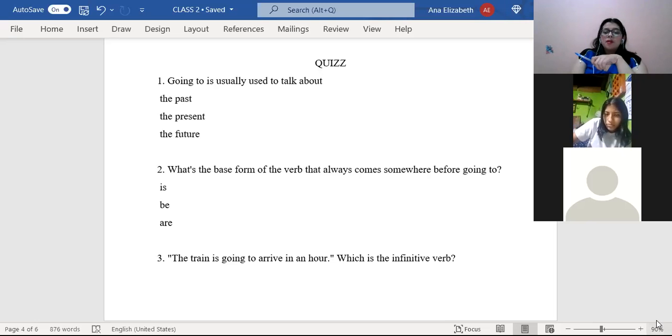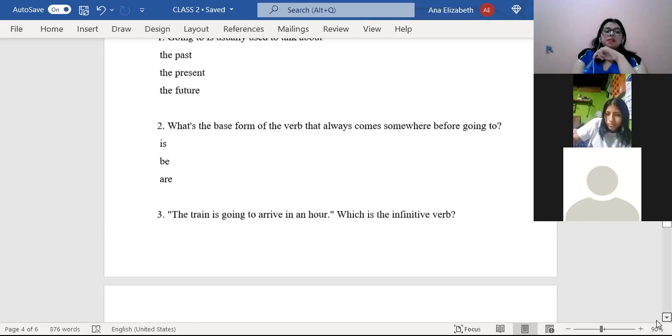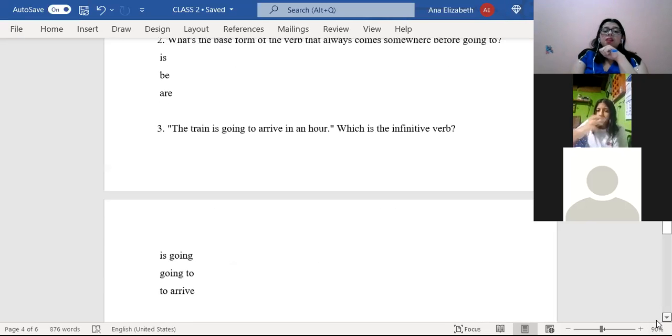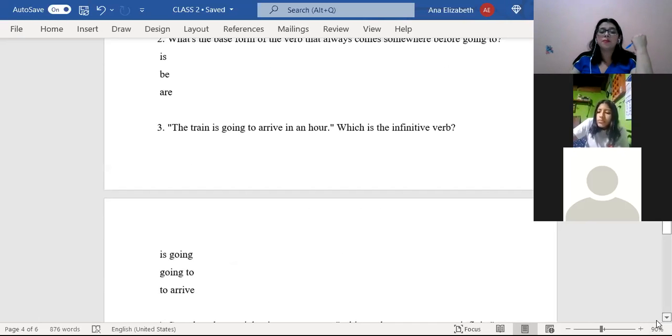What about number three? The train is going to arrive in an hour. Which is the infinitive verb? ¿Cuál es el infinitive verb? De esos: going to, is going, or to arrive? Going to. No, it's to arrive. Ese es el infinitive. Acuérdese que es el que lleva to before.